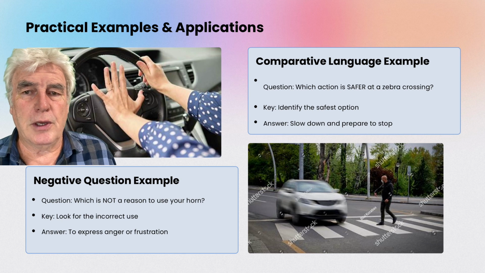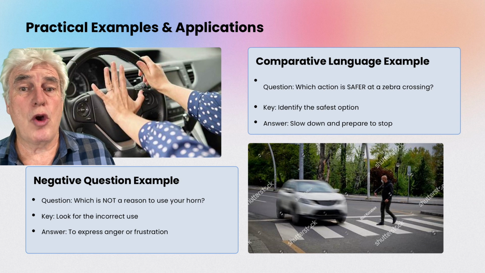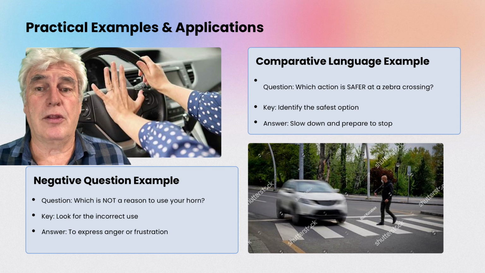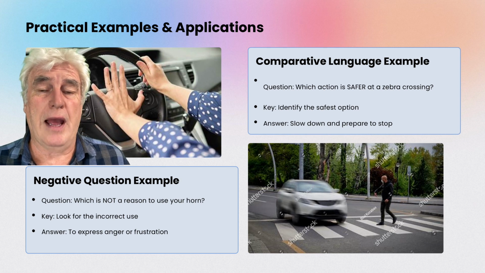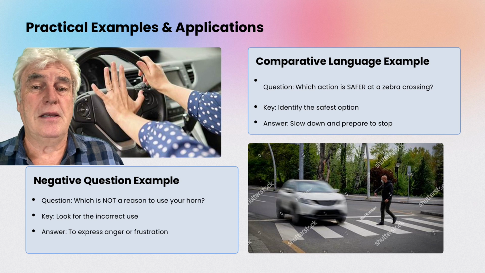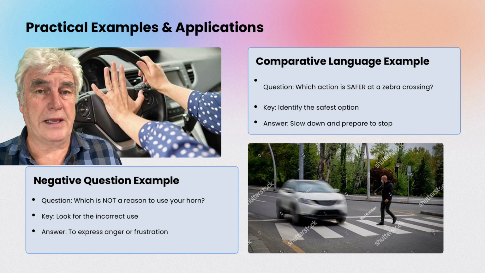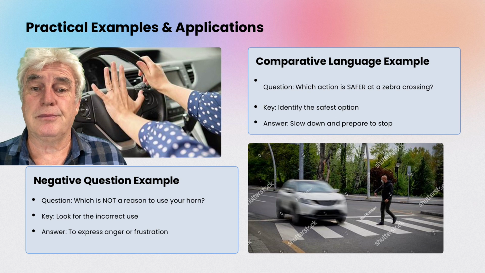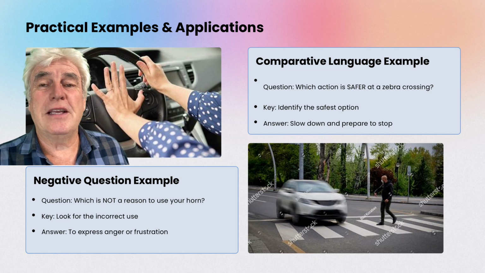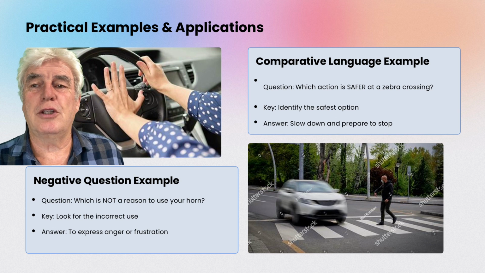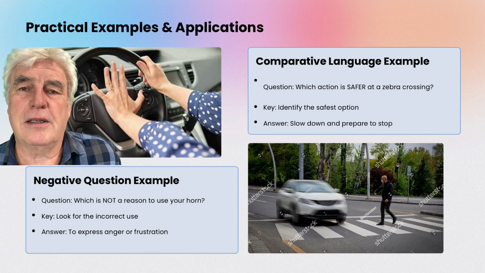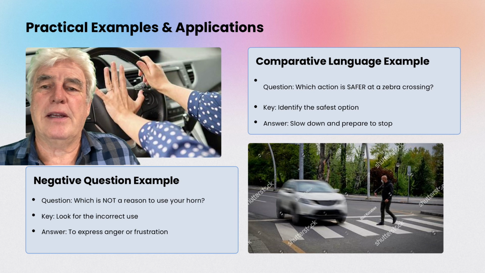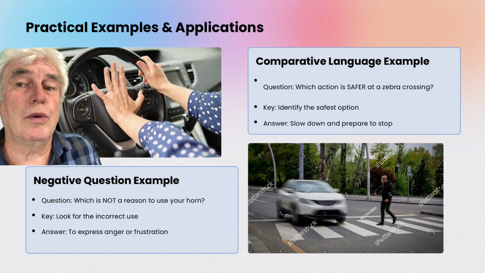A, to alert others of your presence. B, to let others know you are angry. C, to warn others of danger. Or D, to avoid a collision. Here, the wording "not" signals that you are looking for an incorrect use. The correct answer is to let others know you are angry.